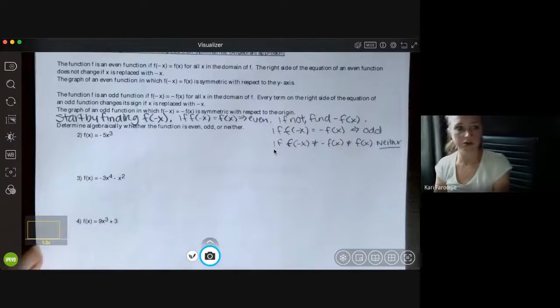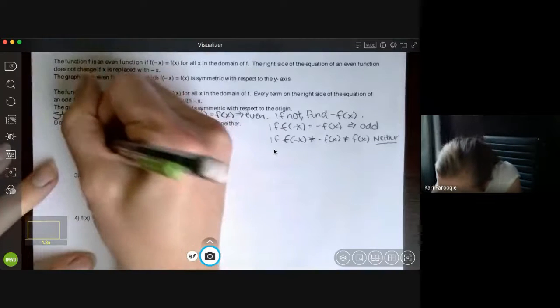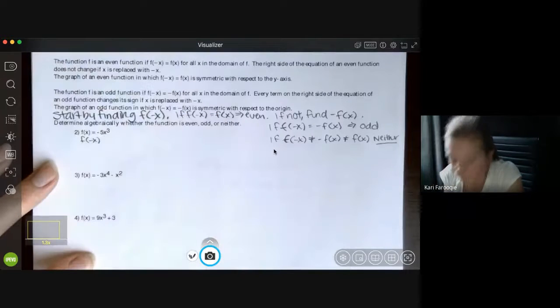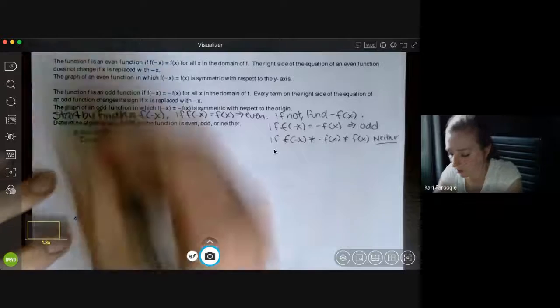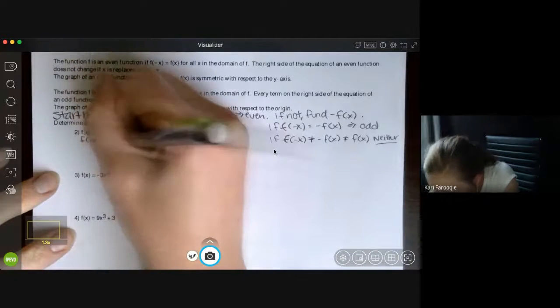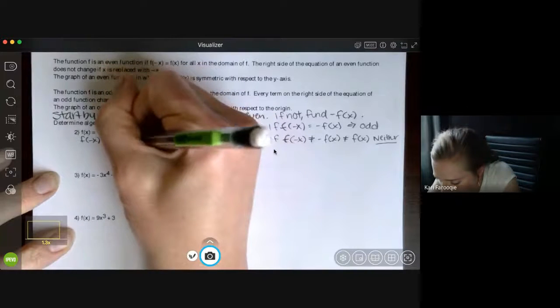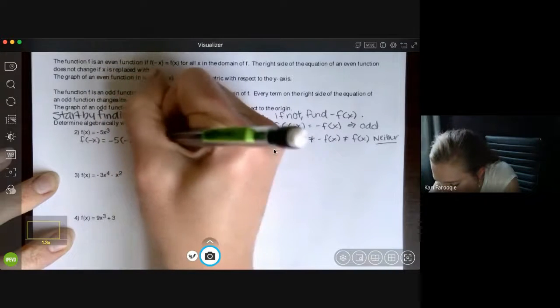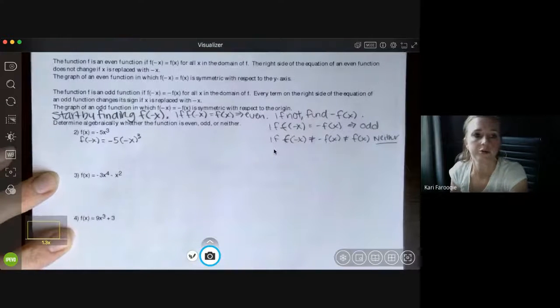All right, so number 2, f of x equals negative 5x cubed. I'm going to start by finding f of negative x. Now what that means is everywhere I see x, I'm going to swap it out with negative x. And when you do that, you're going to have to use parentheses here and be very careful with your order of operations. This negative sign in front of the 5 stays right where it is. The only thing I'm going to do is switch out x cubed with negative x cubed.